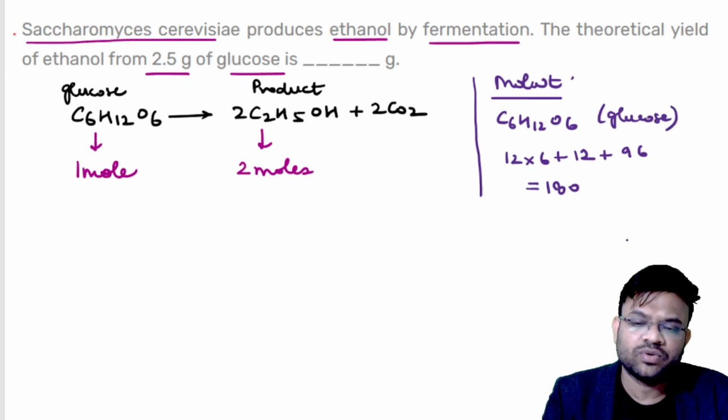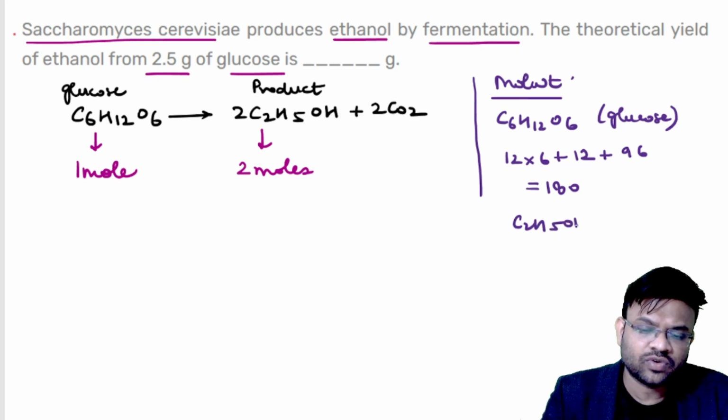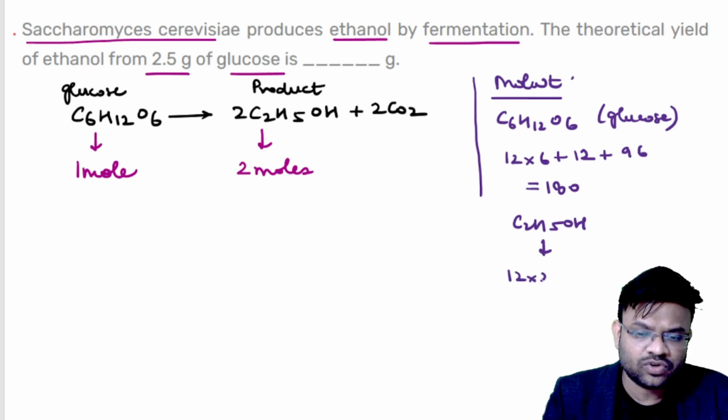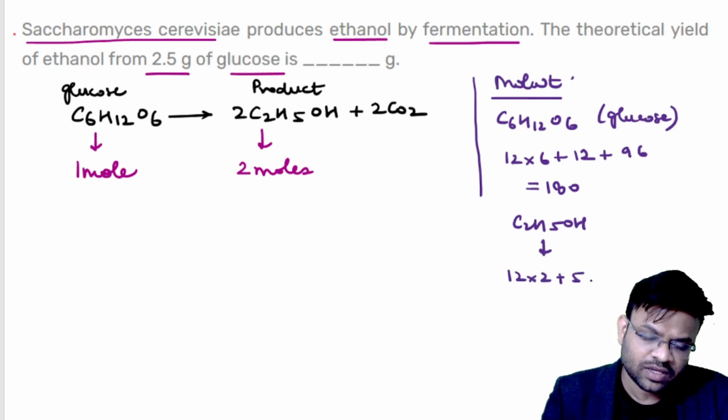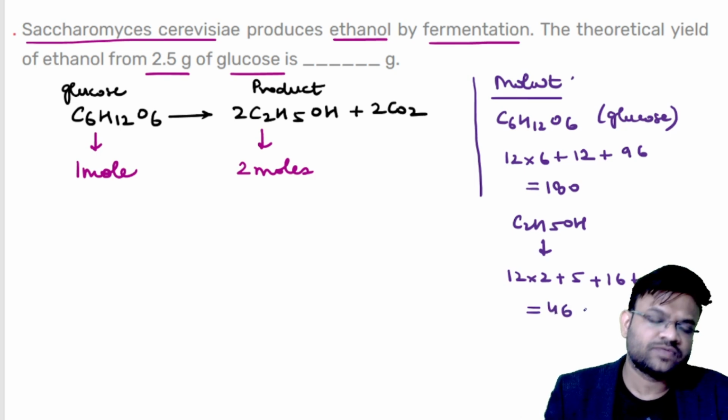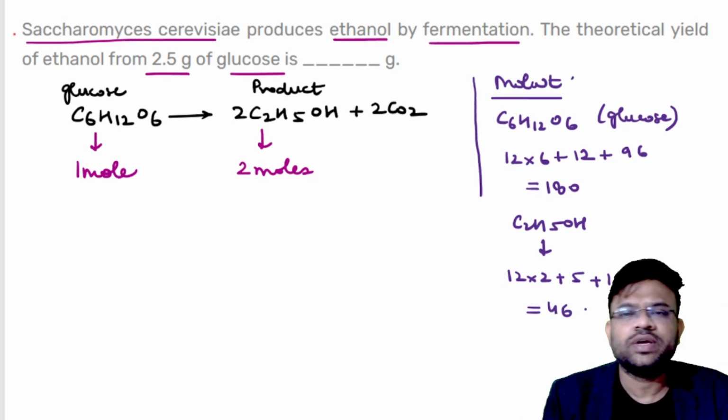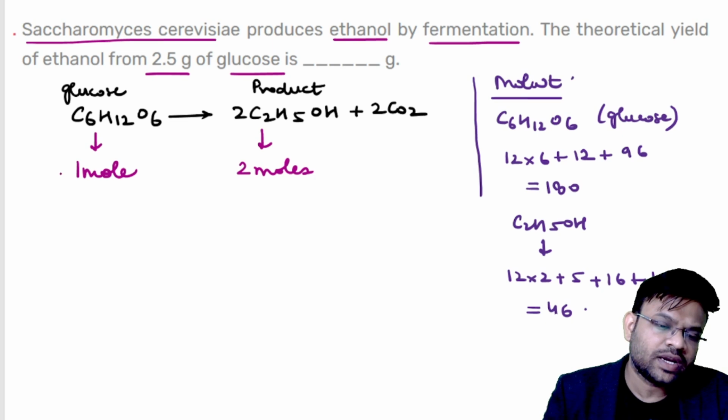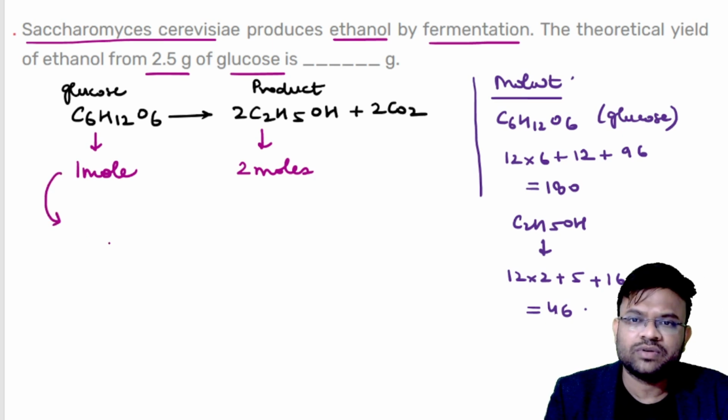Similarly, I should be knowing the molecular weight of ethanol also, C2H5OH. Now for ethanol, the molecular weight is 12 into 2 plus 5 plus 16 plus 1. So 24 plus 5, 29, 30 and 46. So this is 46. And you should be knowing that the molecular weight, or basically 1 mole, is equivalent to the molecular weight of the compound that you are looking at.